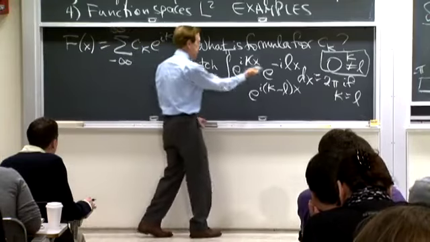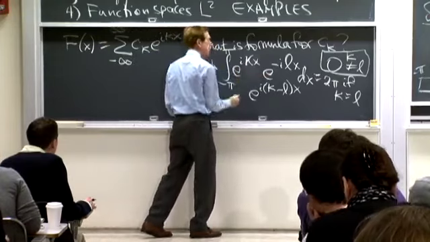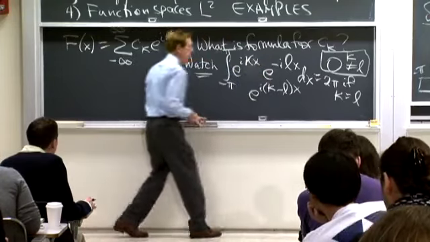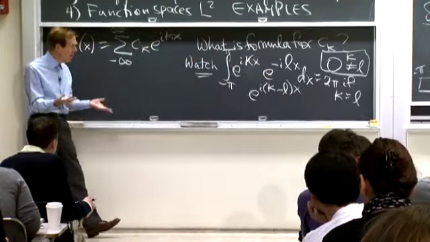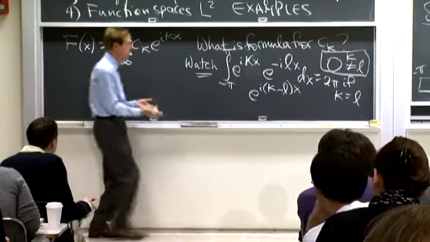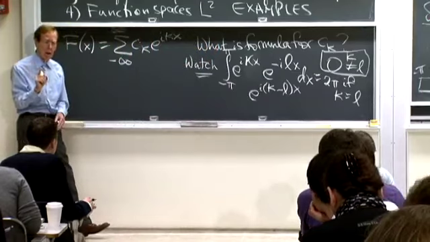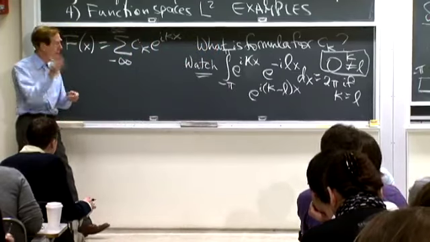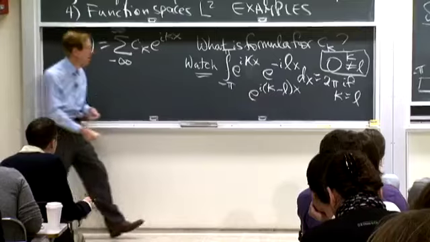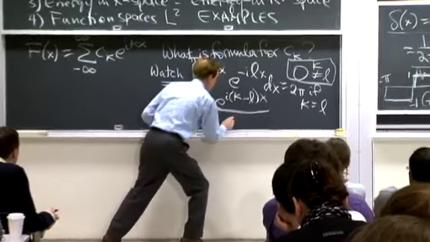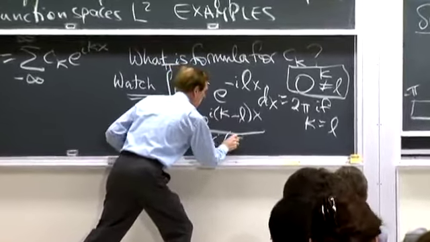The exponentials follow that rule. If I multiply exponentials, I combine the exponents. And now I'm ready to integrate. So what is the integral of e to the i(k minus l)x? When I integrate e to the something x, I get that same thing again divided by the something.